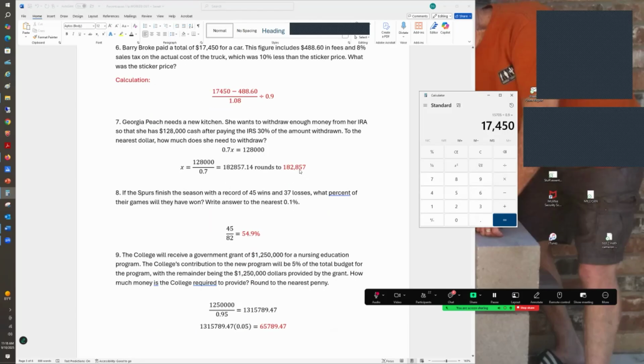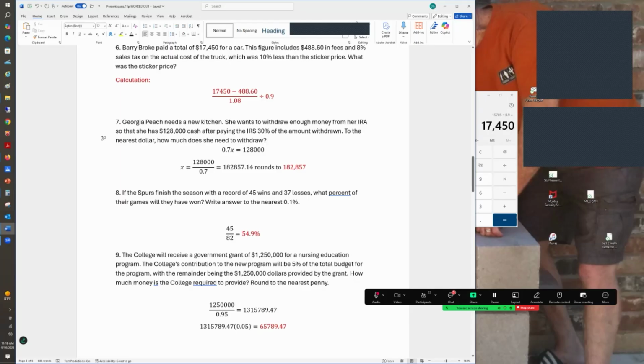All right, she wants this kitchen. And again, she wants to take money out of her retirement so that she has $128,000 left after the government gets 30% of the amount withdrawn. Notice the government does not get 30% of 128,000. Do not multiply 128,000 by 30%, add it on. You have to recognize that if the government gets 30% of the amount withdrawn, what's left is the other. Let's see, 100 minus 30 is 70.